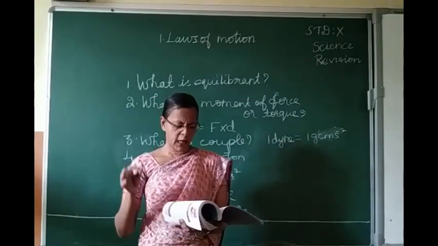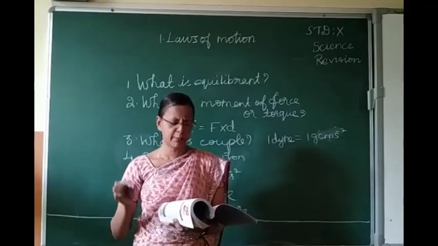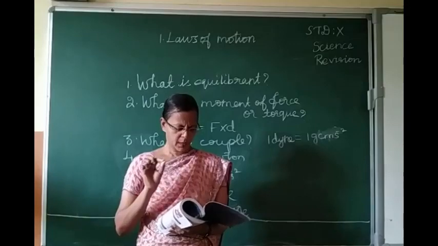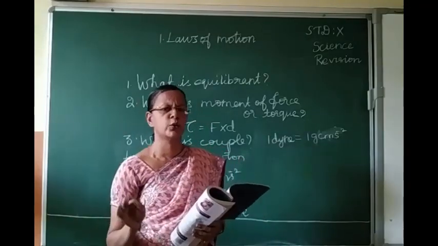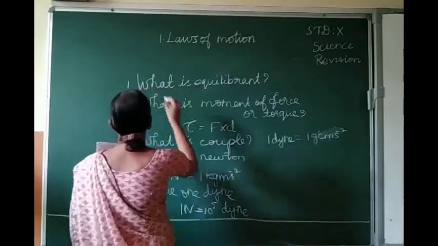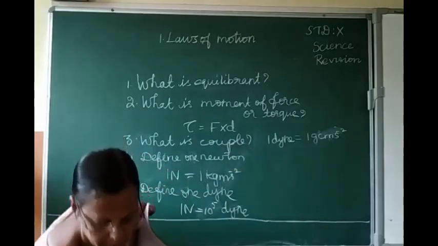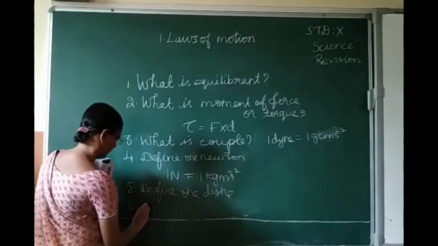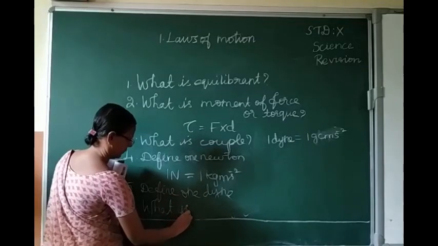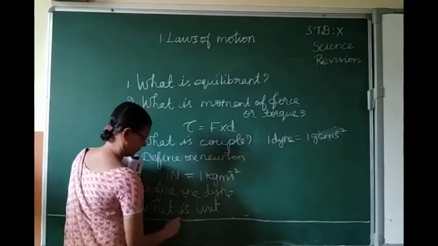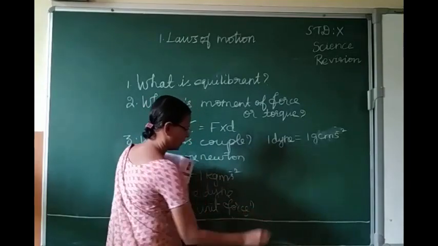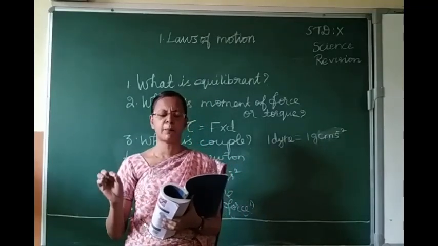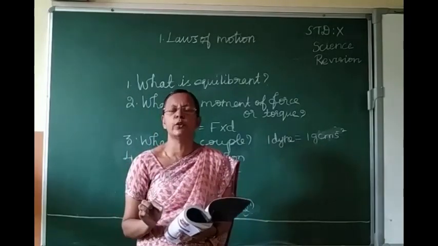We can repeat it once more. Definition of 1 dyne: the amount of force required for a body of mass 1 gram to produce an acceleration of 1 cm s^-2. So that is 1 dyne. Next, unit force. What is unit force? The amount of force required to produce an acceleration of 1 m s^-2 in a body of mass 1 kg is called unit force.